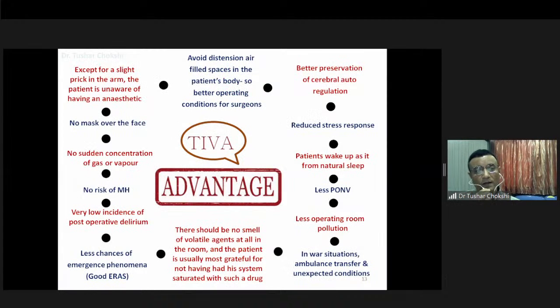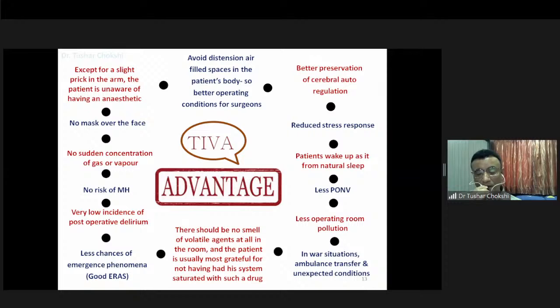So what are the TIVA advantages? Except for the slight prick in the arm, the patient is unaware of having an anesthetic. The prima facie principle of giving TIVA is you must have the vein, you must take the vein. There is no mask over the face, no sudden concentration of gas or vapor, no risk of MH, a very low incidence of post-operative delirium, and fewer chances of emergence phenomena. There are no smells of volatile agent, because we are not using any inhalation agent.